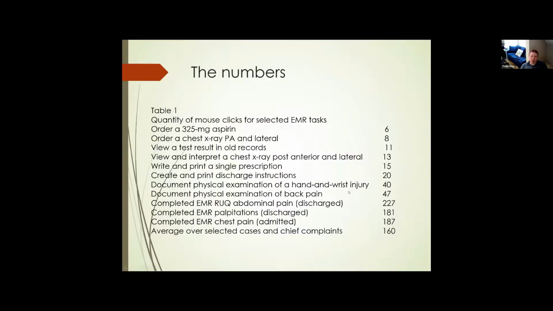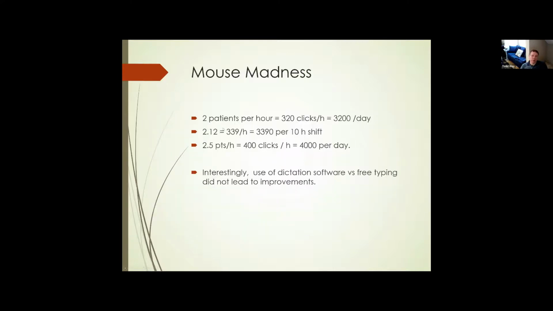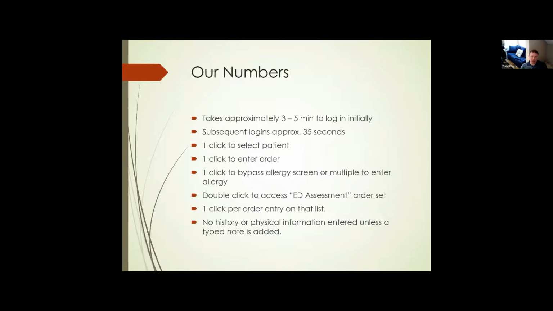Sorry, back to the study. So they looked at the mouse clicks for various tasks. Just to order an aspirin, it took six mouse clicks. To review a test in an old record, it was 11 mouse clicks. If you saw between 2 and 2.5 patients per hour, that was anywhere from 3,200 to 4,000 mouse clicks a day. And interestingly, they found that there was no difference between free typing and dictation software as far as the legibility and the accuracy of the chart.